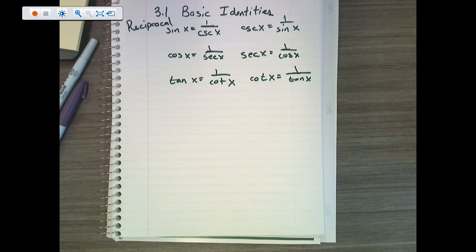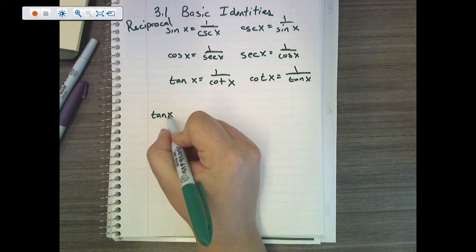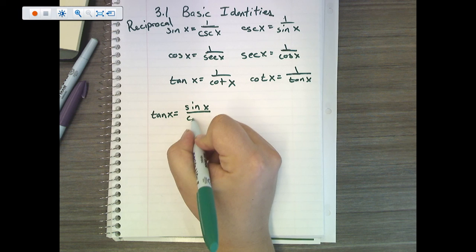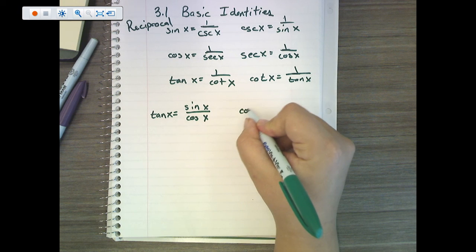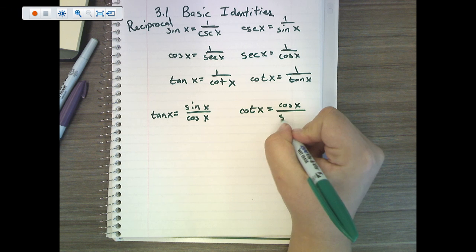Okay, we're also going to have more identities, where we're writing tangent and cotangent in terms of sine and cosine. We've also already done that. We just want to make sure that we have a nice place to keep everything handy. So another way to write tangent of x is sine over cosine, so you write sine of x over cosine x. Make sure you still write the x or whatever letter happens to go with it. Cotangent x is equal to cosine x over sine x.